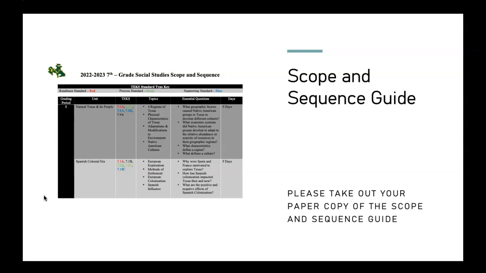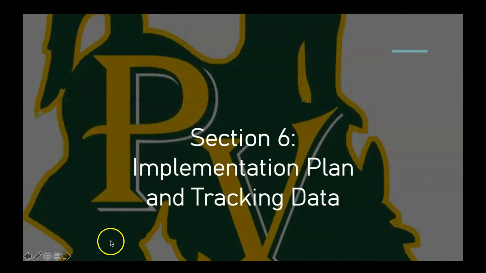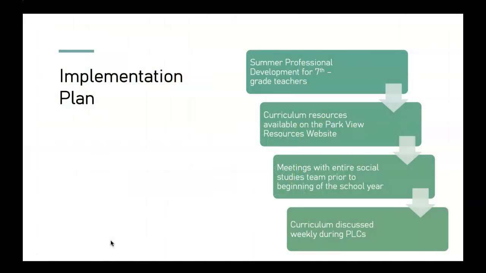Okay, now we've discussed the scope and sequence guide, we'll move ahead in our presentation. Section 6 of our presentation is implementation and tracking data. To ensure this project meets its stated objectives, and to respond to any possible weaknesses discovered during the SWOT analysis, we will follow this implementation plan. There will be summer professional development for 7th grade social studies teachers to ensure that their gaps in the 8th grade content knowledge are closed, and technology professional development as well.